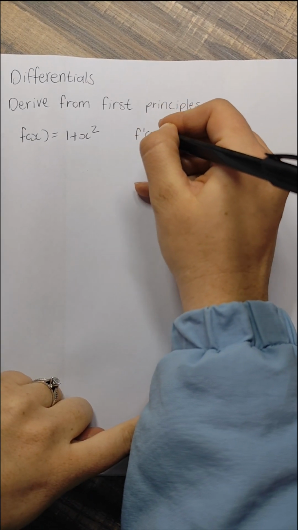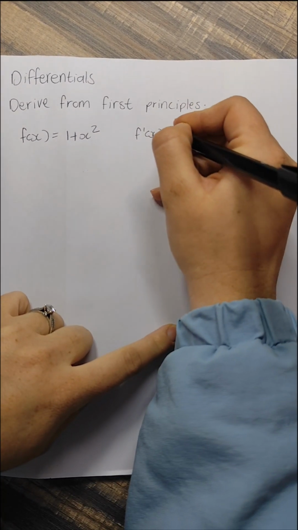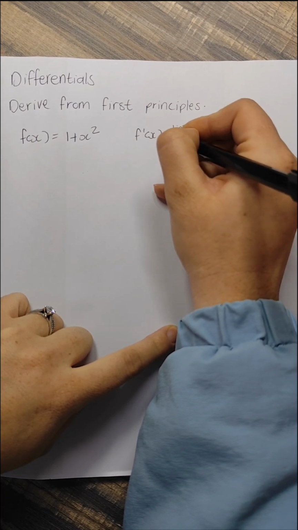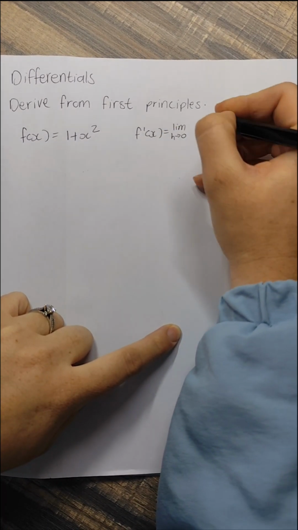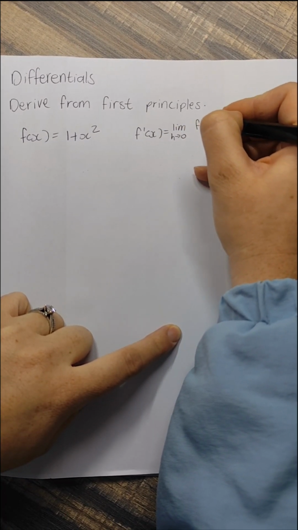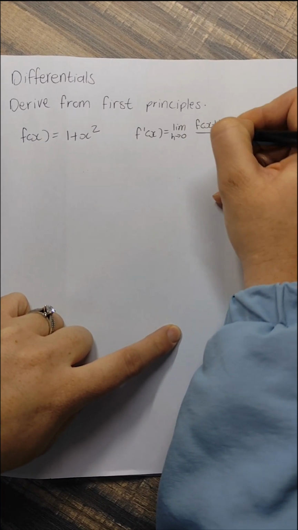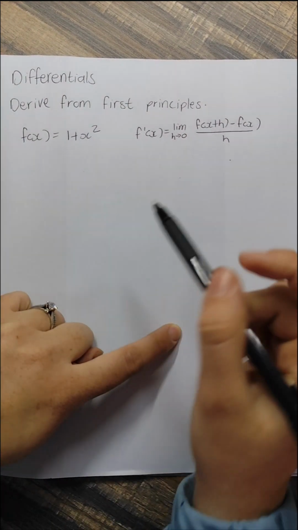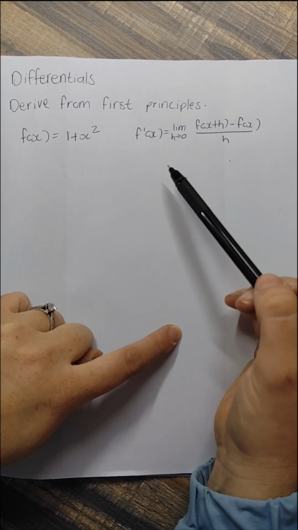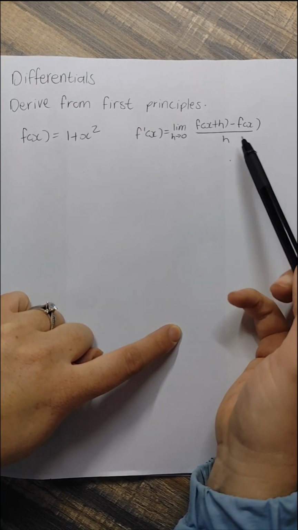the derivative of f(x) is equal to the limit as h approaches 0 of f(x + h) minus f(x), all over h. So that's the formula that we use if we look at the derivative from first principle.